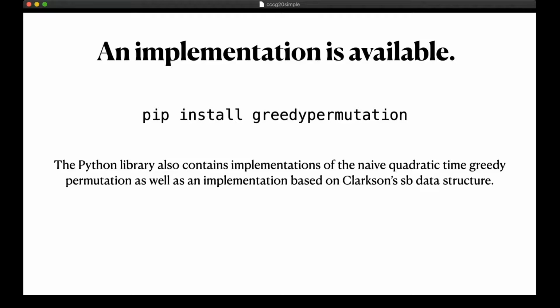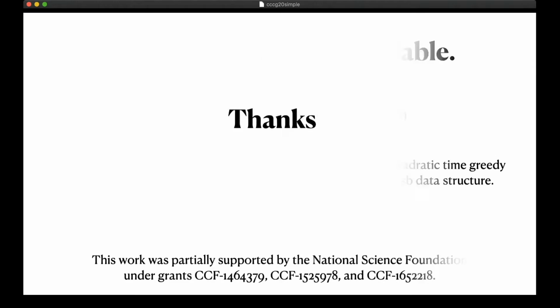There is an implementation available. You can pip install greedy permutation, and you'll get not only kNN samples, but also one-hop greedy permutations and other greedy permutation implementations. So I encourage you to check that out. Code is all on GitHub.